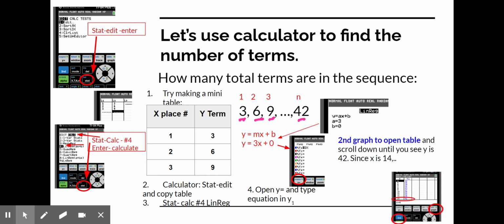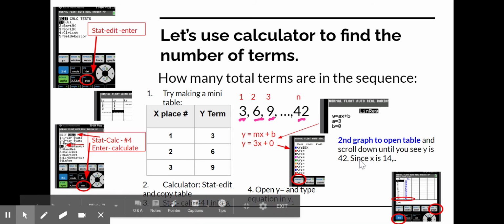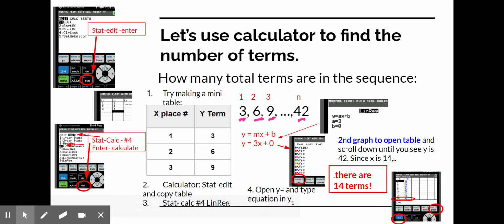Once you do that, go to Second Graph, those two buttons, and scroll down till you see where the y is 42. Because remember, we're trying to get to a y, or a dependent variable, or an output of 42. So what's next to the 42? Well, since the x is 14, then we know there are 14 terms in this sequence.